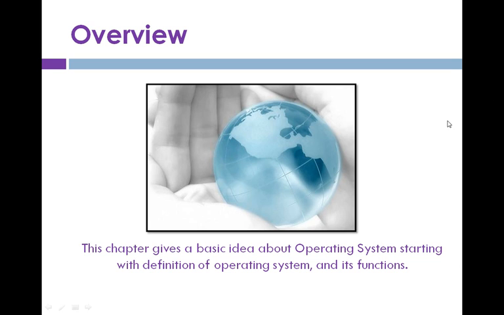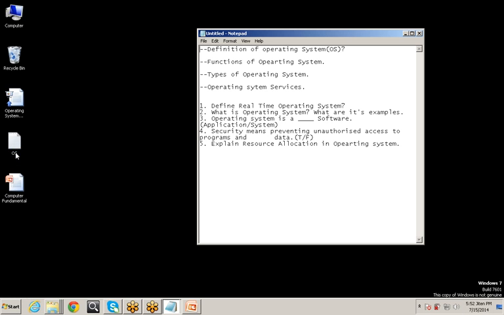So again, starting with the operating system, that is your OS. This chapter gives you a basic idea about the operating system, starting with the definition. This is the main concept. Today's topics are, first of all, the definition of the operating system, and the short form of operating system is OS, right? Then there are the functions of the operating system, meaning the functionalities provided by the operating system. Then there are different types of operating system, and some services provided by the operating system, which come under the topic operating system services. Then there are some question answers we should discuss, right?